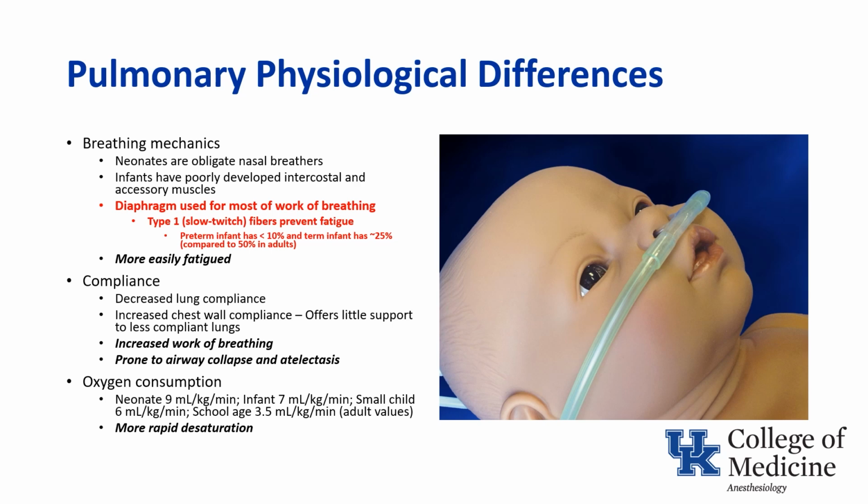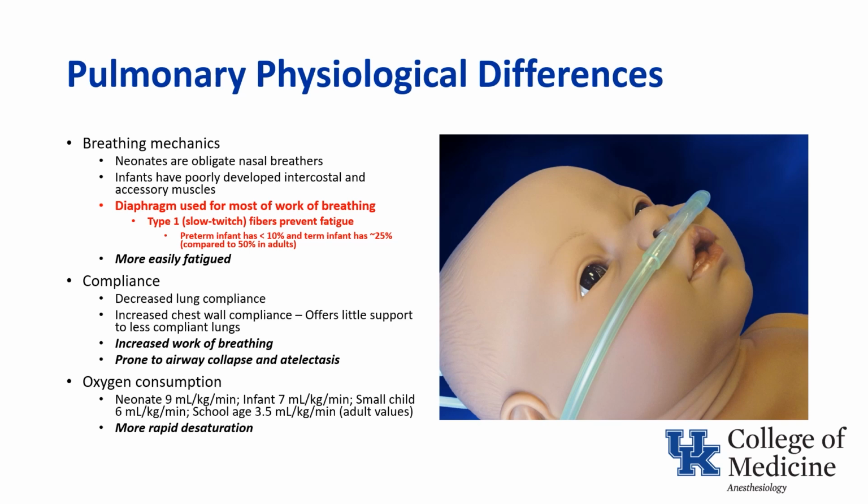Now, here's another keyword. The diaphragm has type 1 and type 2 fibers. The type 1 are the slow twitch fibers, which help prevent fatigue. Unfortunately, the preterm infant has less than 10% type 1 fibers in their diaphragm, and the term infant has only 25%, compared to 50% in adults. What this all translates to is that neonates and infants are more easily fatigued.